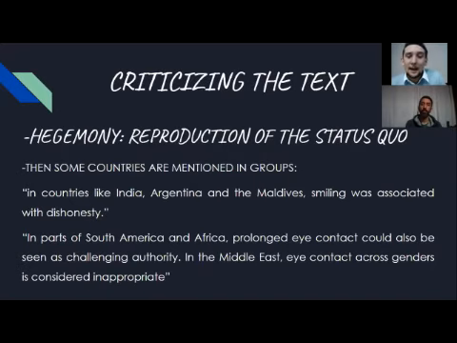Look at this other example. In parts of South America and Africa, prolonged eye contact could also be seen as challenging authority. In the Middle East, eye contact across genders is considered inappropriate. Well. Why did the author give a lot of details about Germany and the USA, and when talking about African countries, he just mentioned the continent, assuming that they are all the same, when Africa is one of the continents with lots of ways of living there? Well, there is an intention behind that.